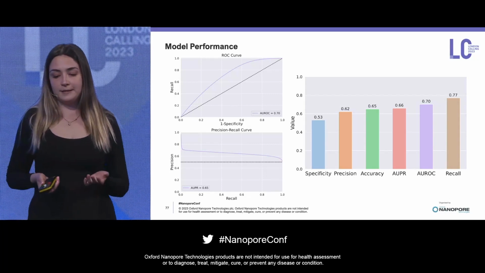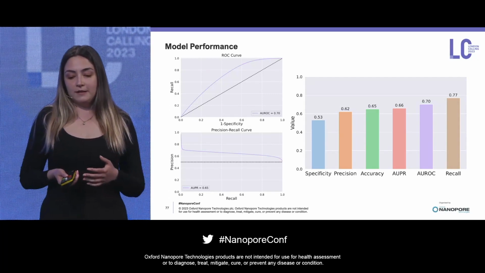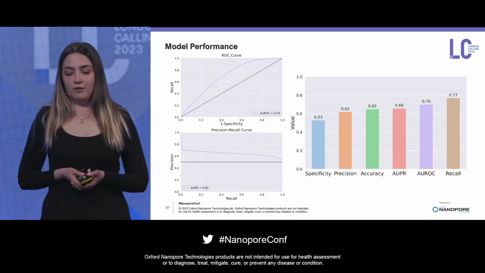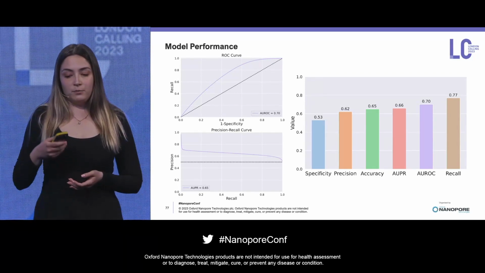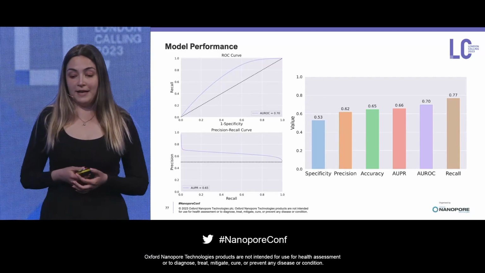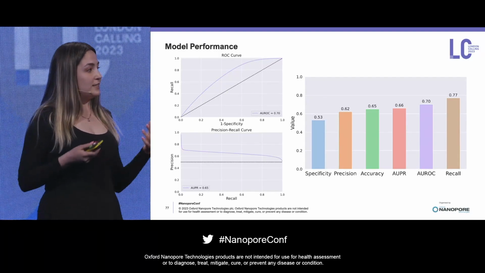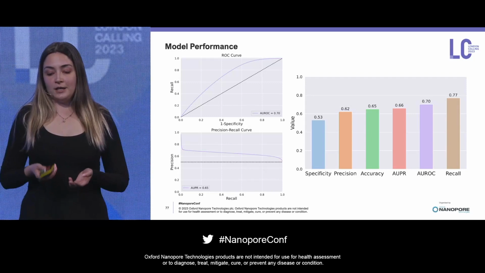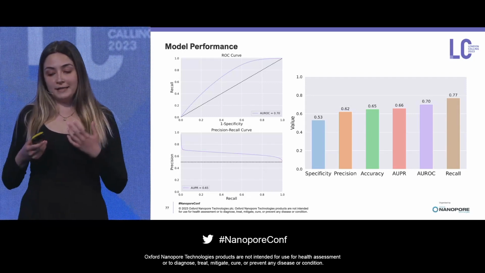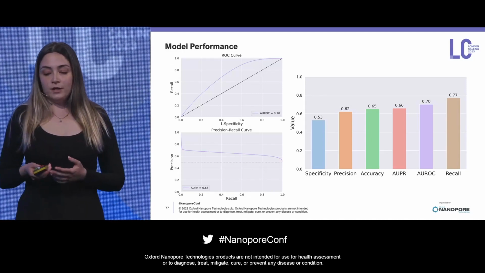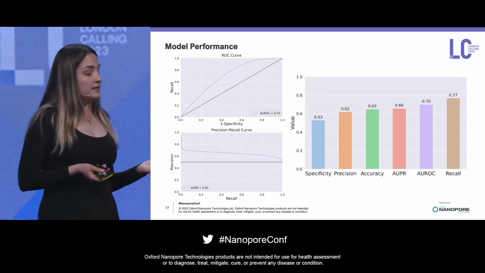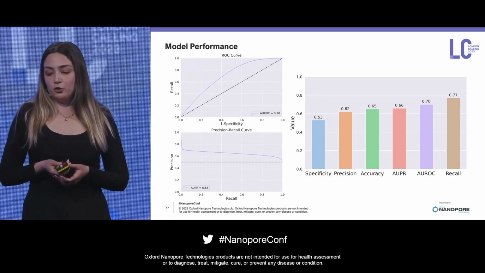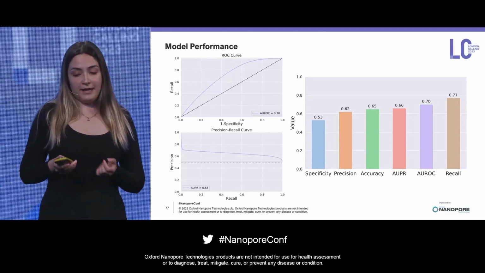So currently, we are working on hyperparameter optimization, and we would like to apply explainable AI techniques to see which features are recognized by the model to make the classification. And we are also exploring alternative experimental methods to avoid this mixture of dead DNA.